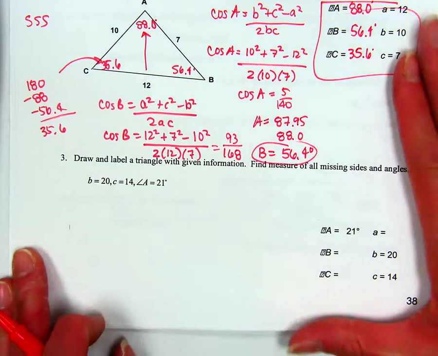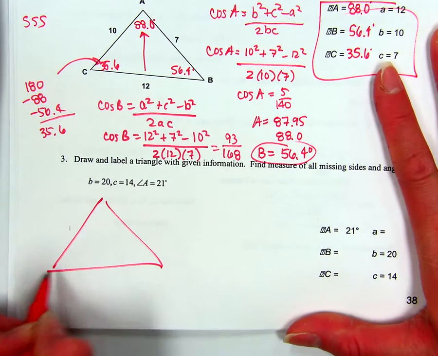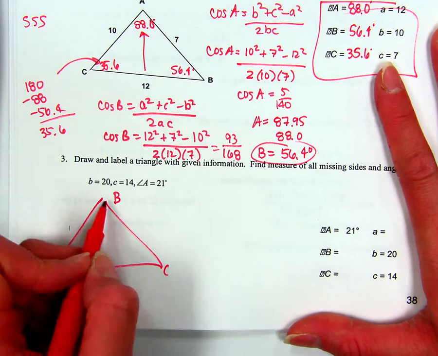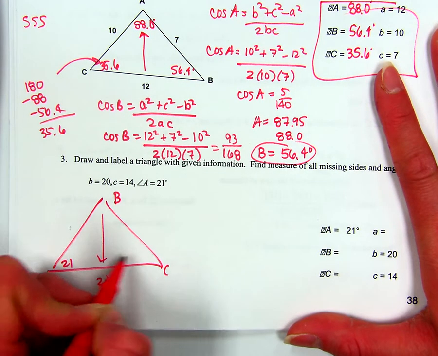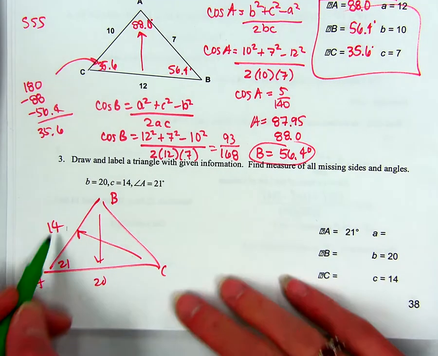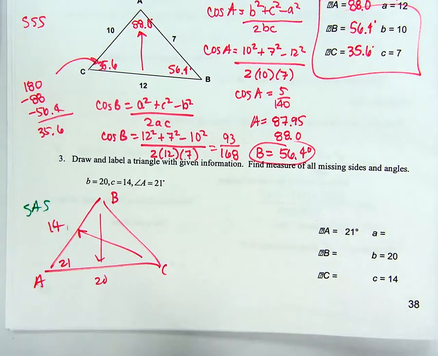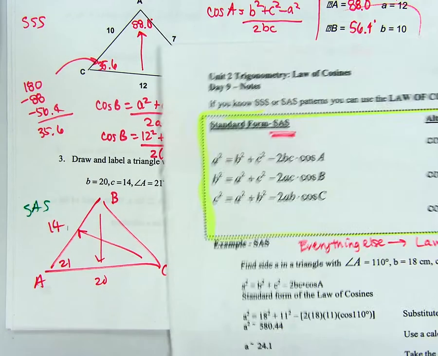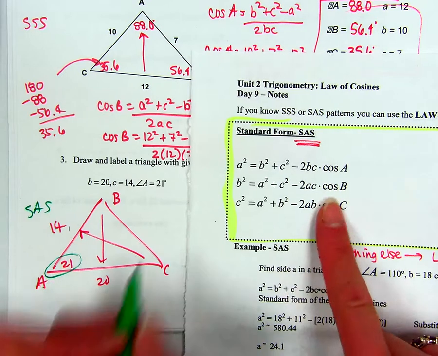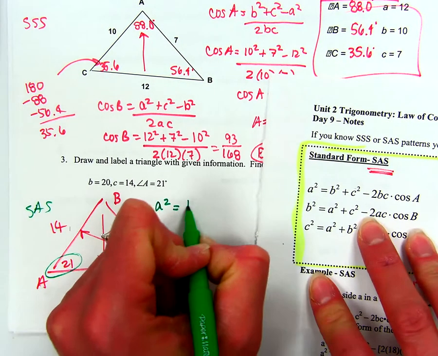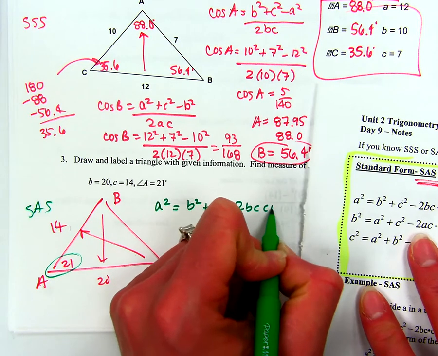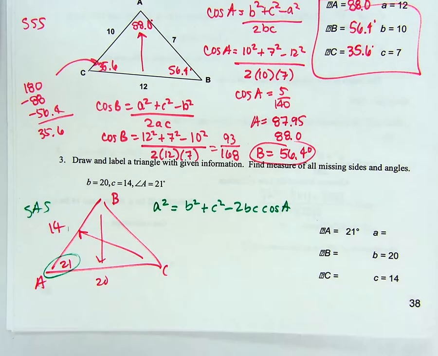All right, last problem. Set up a triangle, call it ABC, and then fill in the information. Angle A is 21, side B is 20, side C is 14. So what do you have? You have side, angle, side. That tells me to use one of these equations. Which angle do I have? I have angle A, so I'm going to use the one that has A squared at the beginning. So I'm just going to copy my equation down and fill in all the information.